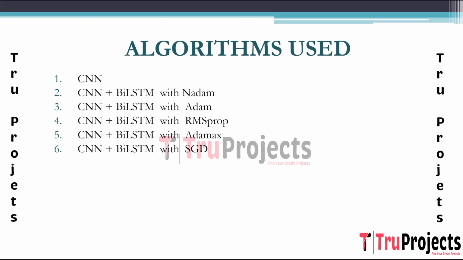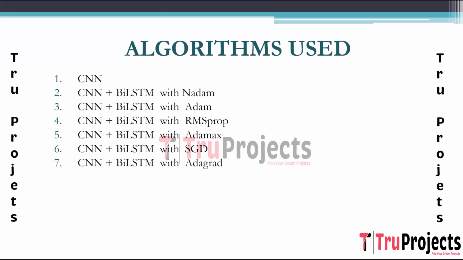The next one is CNN with BiLSTM with SGD, which is stochastic gradient descent. It is a hybrid model using stochastic gradient descent as the optimization algorithm that updates the model parameters in the direction of the negative gradient of the loss function scaled by the learning rate. SGD is a basic optimizer. It is computationally less intensive and can serve as a baseline. In combination with CNN and BiLSTM, it allows for straightforward comparison to more sophisticated optimizers.